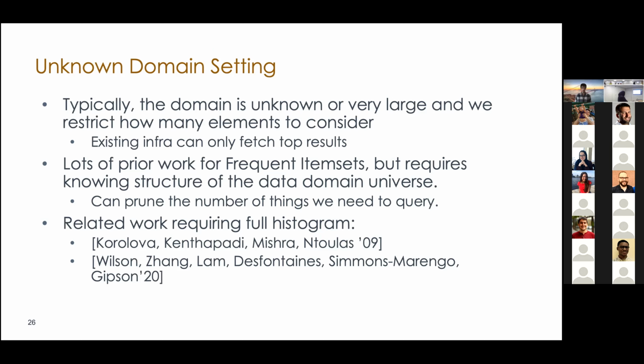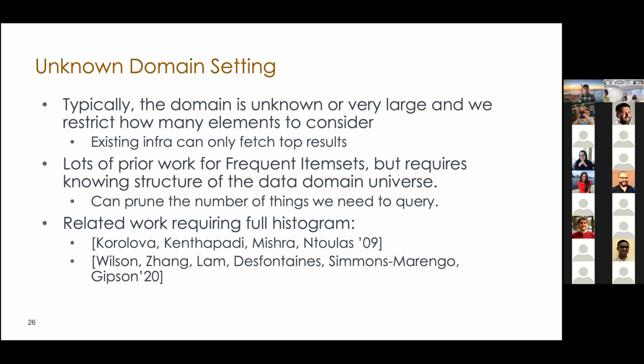And so, as I pointed out, a lot of this prior work was working with frequent item sets, where you know some structure on the data domain. And so this will allow us to prune the number of things we need to query. And note in the restricted sensitivity setting, there's some related work if you know the entire histogram from Korlova et al. And also recent work from these folks at Google.